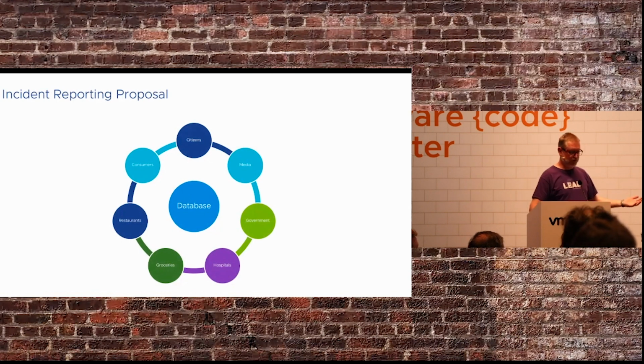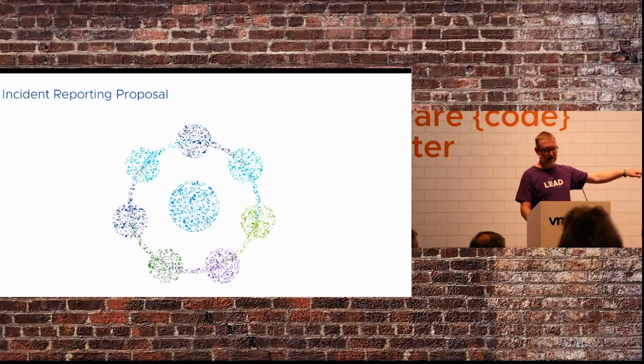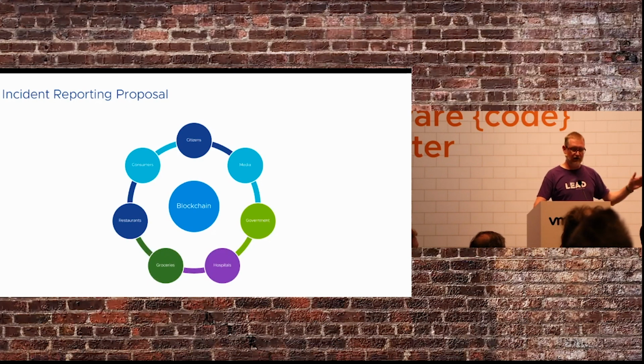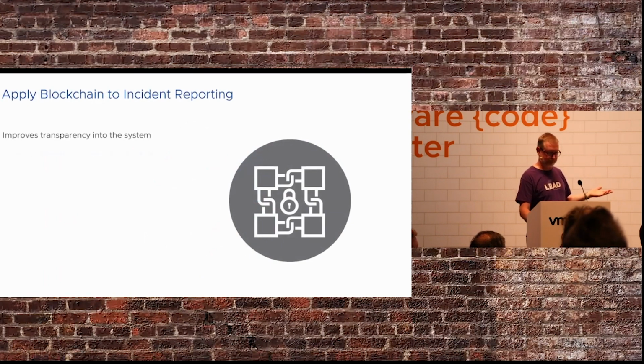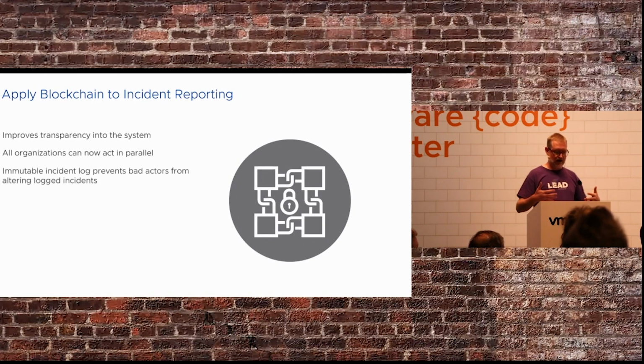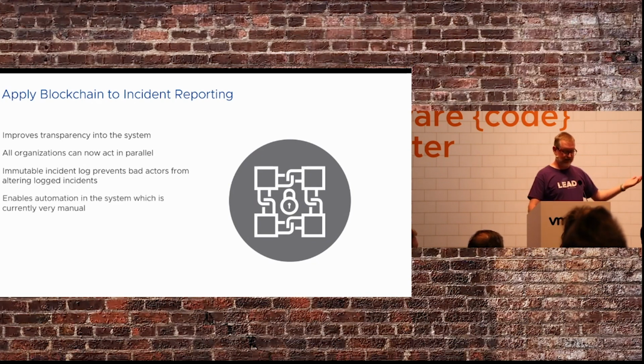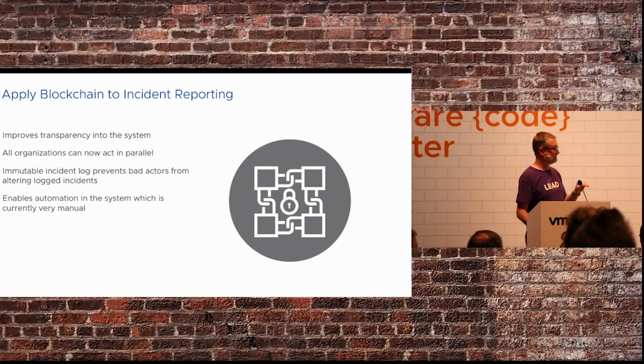So if I were to improve the food safety industry, here's what I would do. I would take that database that is centrally controlled, and I would change it out with blockchain, right? So now all these separate organizations can work together on the same set of data. It improves transparency into the system. All organizations can now act in parallel together. The log that is the blockchain is immutable, so bad actors can't change the data without it being noticed. And finally, this enables automation in the system. Right now, everything is manual, right? All these agencies have to phone call each other, or they ship faxes over, or they carry a manual report around. And this system allows us to automate that.